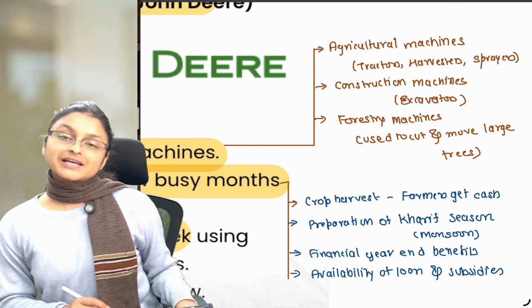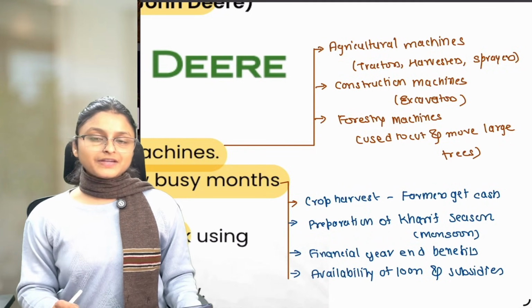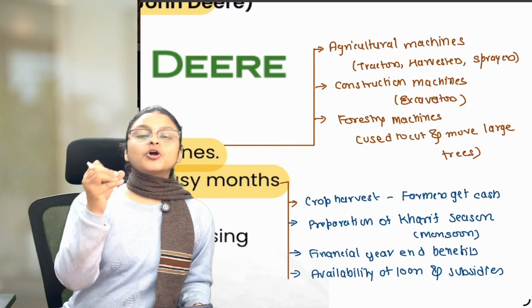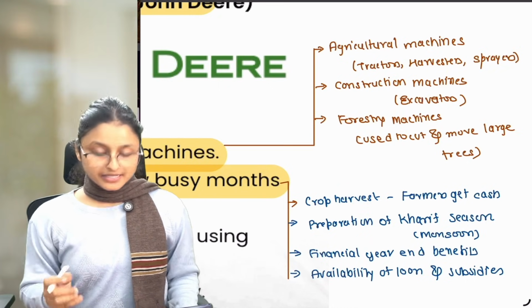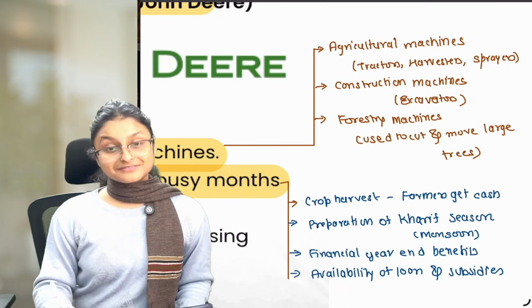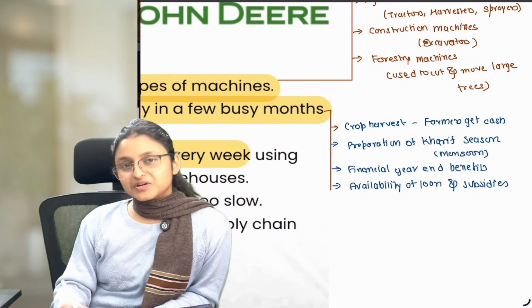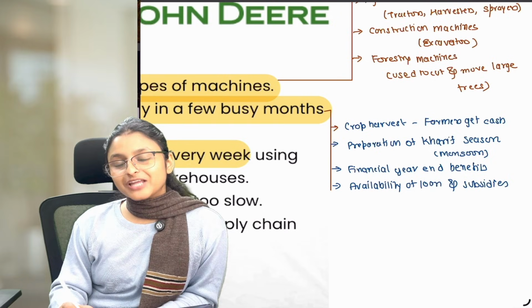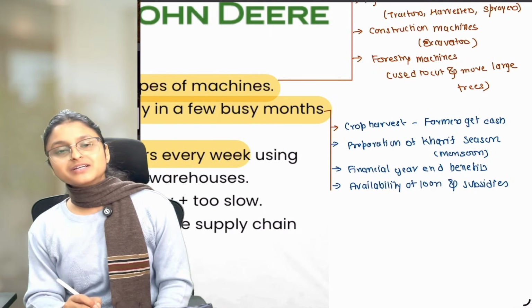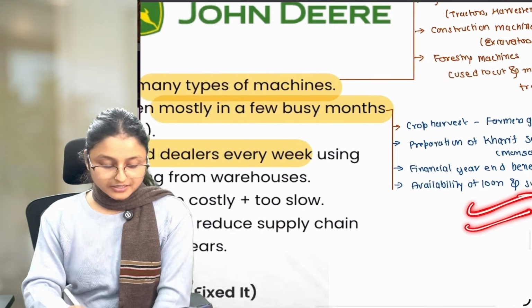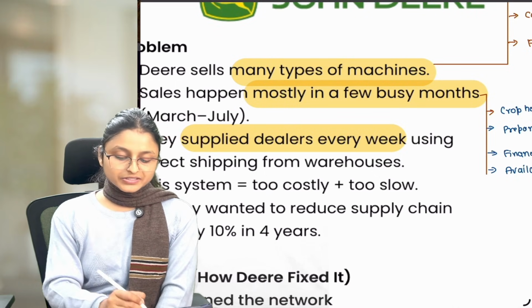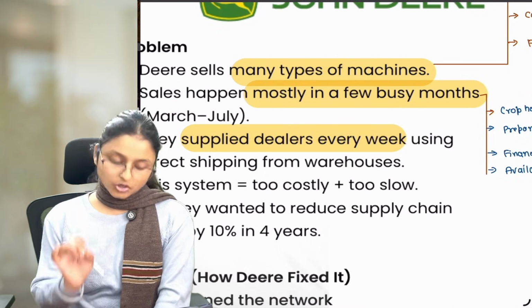Financial year end benefits are also there. You can save taxes by showing that you have bought some agricultural assets, and that benefit is also taken by the farmers. And there is availability of loans and subsidies, as this is the period of budget. So new loans and new types of subsidies are available to the farmers and they can take benefit of them in this period. So most of the sales happen in this period for John Deere.